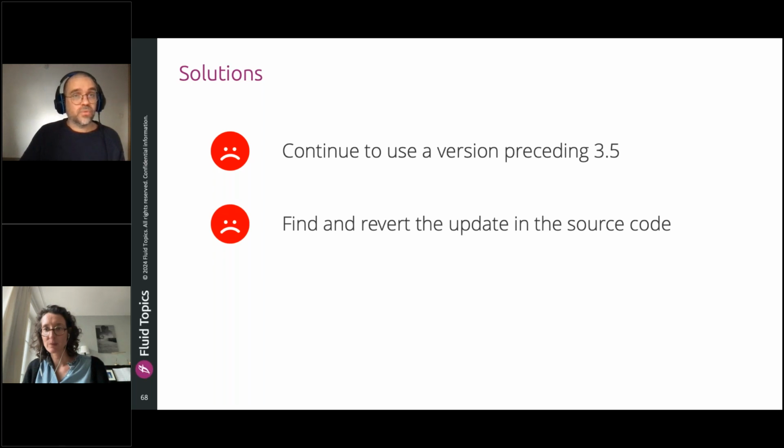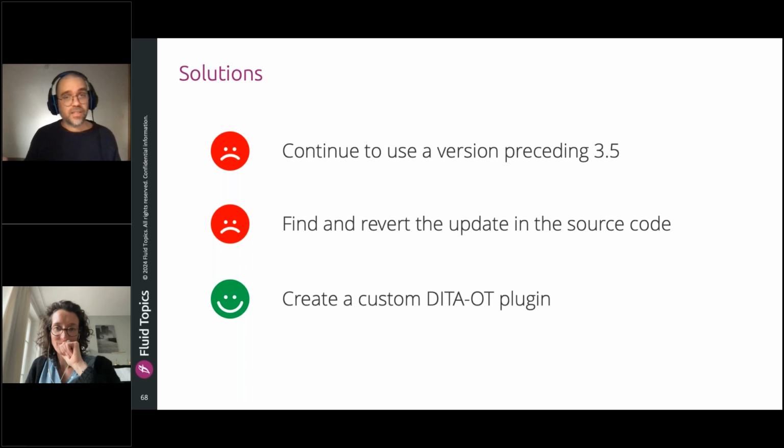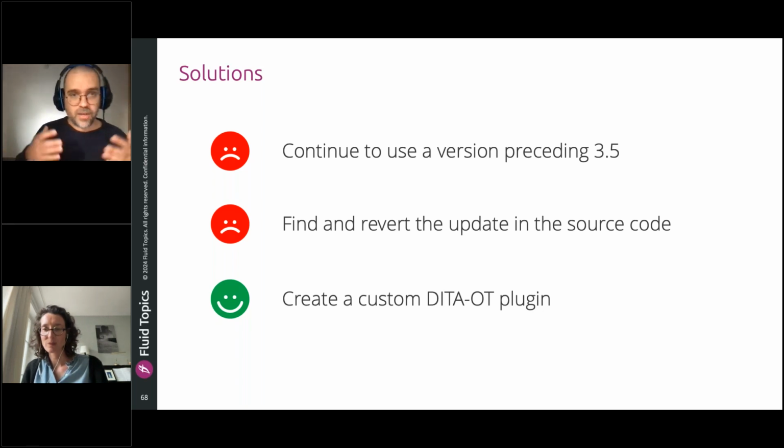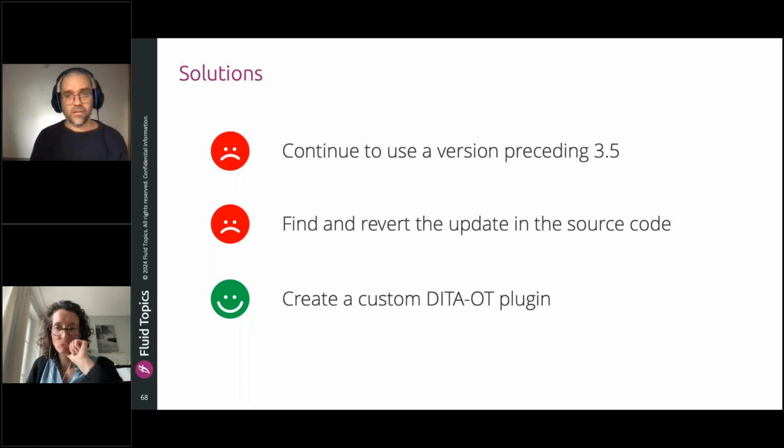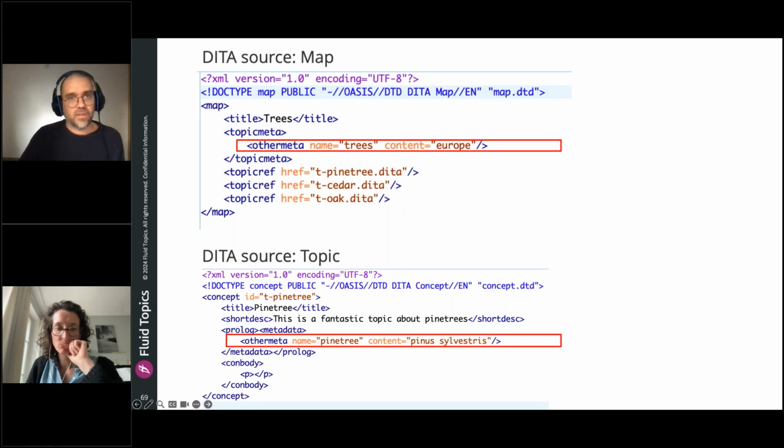Or finding a way to revert the update in the DITA-OT source code, which is quite challenging and tricky. Or just creating a custom DITA-OT plugin. That means on the customer side, if you have tech writers who are skilled and willing to do that, or content architects or developers, it's easy. It's implemented on our end. That's what we did. We see in this example we have the map with other meta trees, Europe, and we have the other meta also declared for the topic.